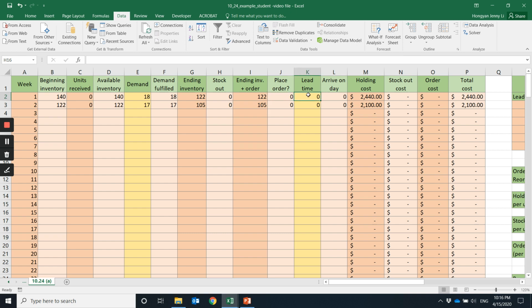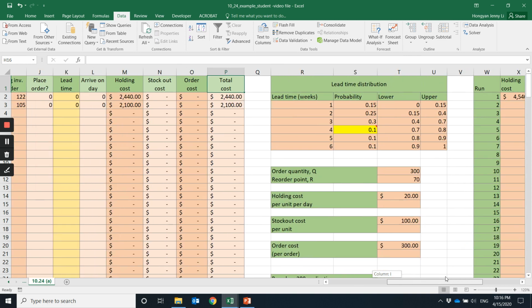Then this is the random factor for lead time. We generate a random value for lead time each time you place an order. And then we have the arrival week, which shows when the order will arrive at the warehouse or your shop. And then in the last 4 columns, we calculate holding cost, stock out cost, ordering cost and total cost. So this is the inventory control and demand fulfillment logic.